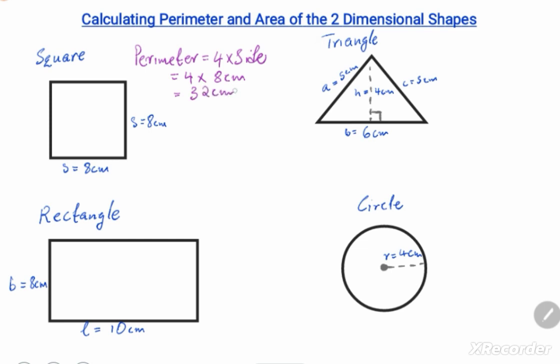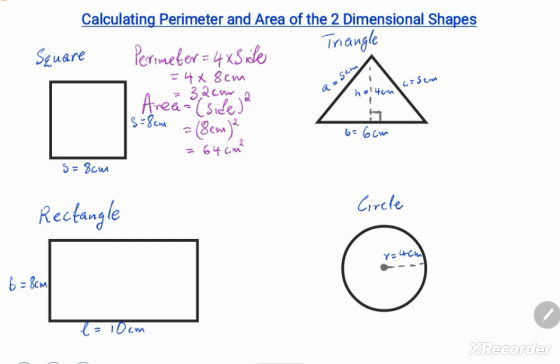All right. And next to calculate the area of a square. So the area of a square has the formula side squared, which simply means it's going to be 8 centimeters all squared. And this will give us a total of 64 square centimeters.